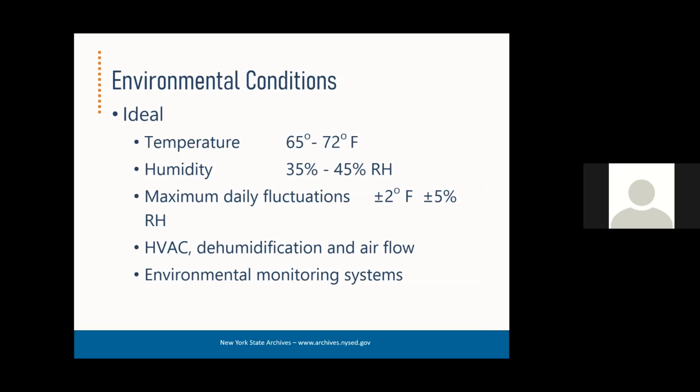All right, finally, here are those environmental conditions, the ideal ones that you want for preserving your paper records. We're talking about a temperature of 65 to 72 degrees, humidity 35 to 45 relative humidity. And we want to keep those fluctuations as little as possible. So only 2 degrees for temperature and 5 degrees for relative humidity.